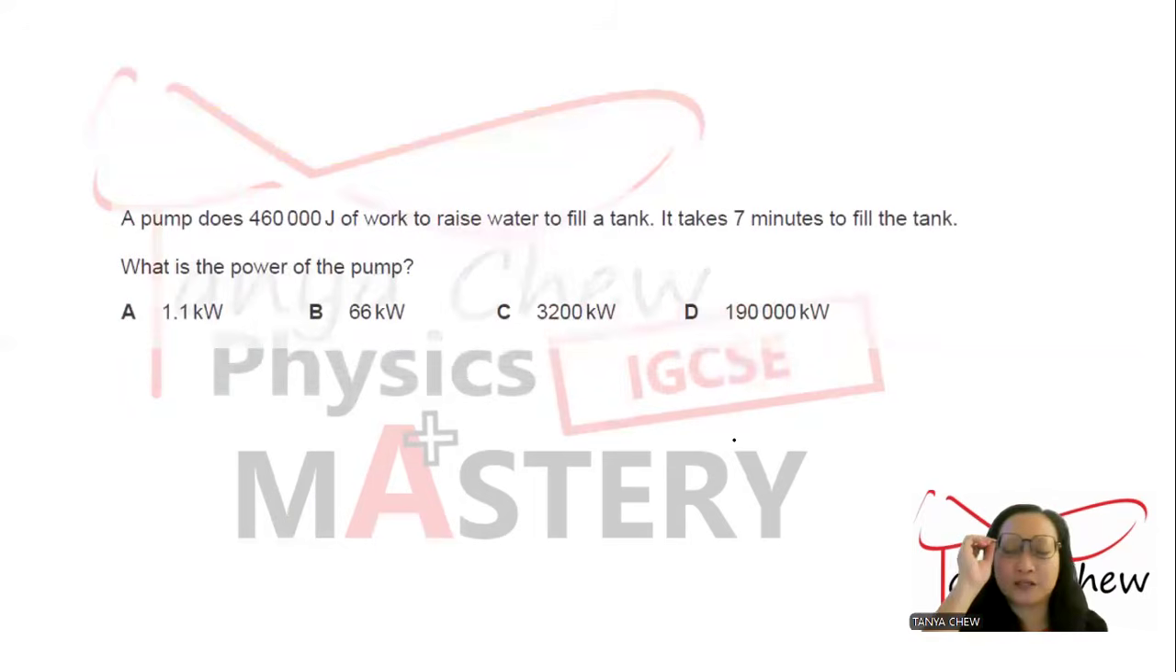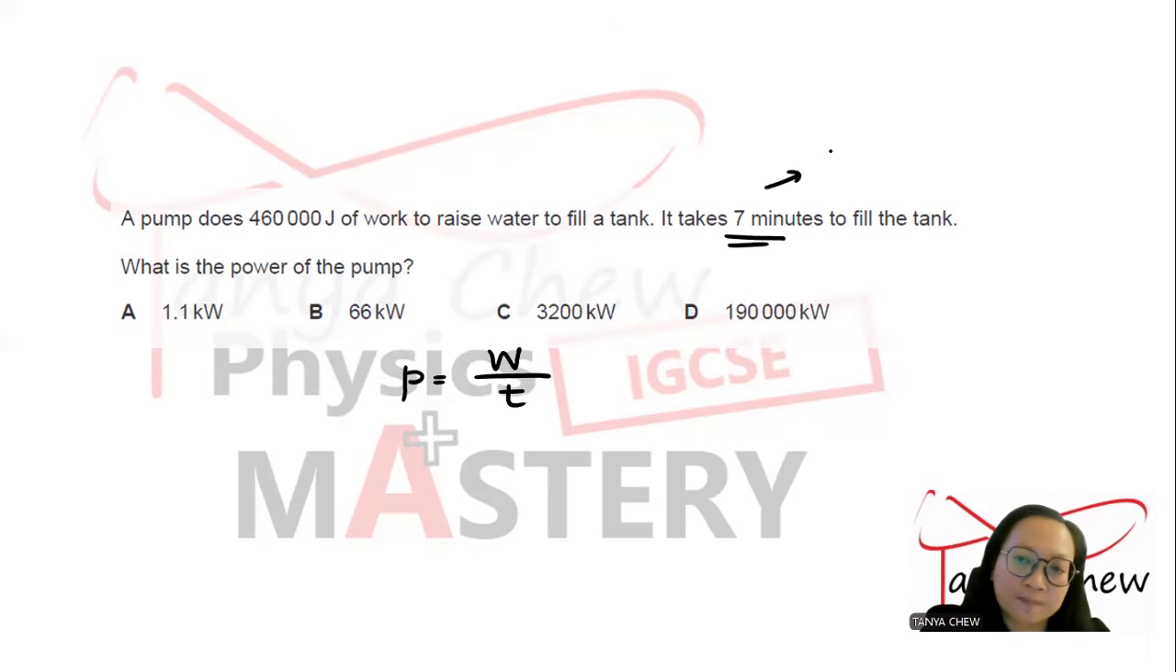Now, let us try one past year question right here. A pump does 460,000 joules of work to raise water to fill a tank. It takes 7 minutes to fill the tank. What is the power of the pump? You see, power is equal to work over time. Remember what I told you just now? The time must be in seconds. This is minutes, so you have to change that minute to seconds. So 420 seconds.